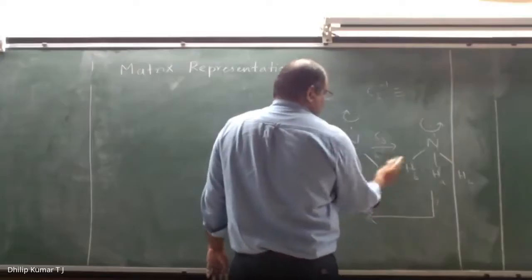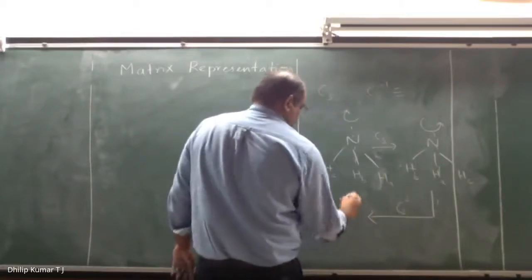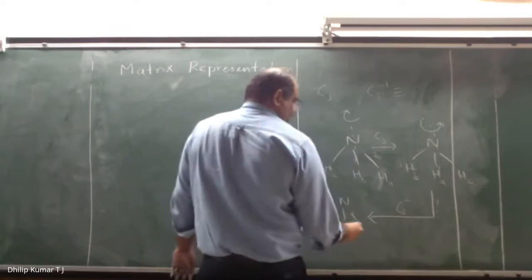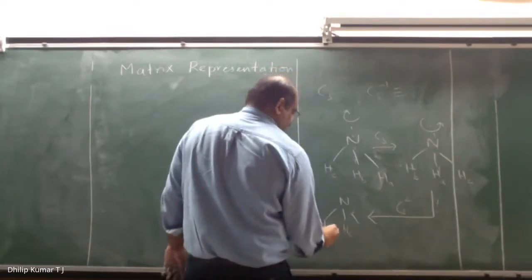Okay, this may not be the right answer. Yes, C3 twice. So if you rotate it twice, what happens? C comes here, A comes here, HB.